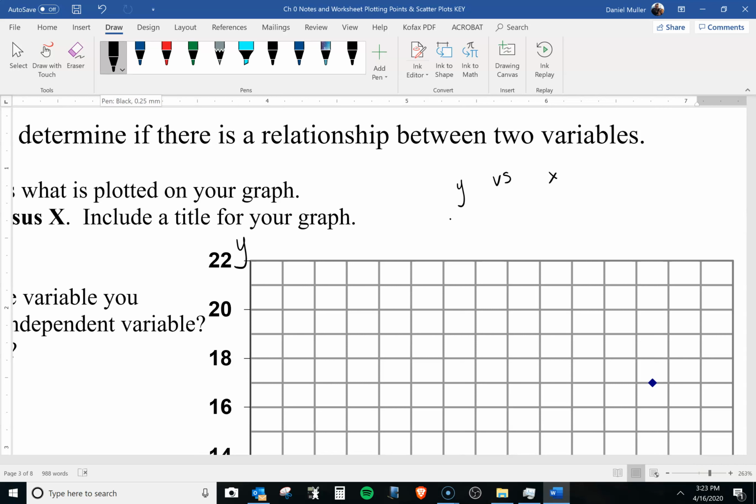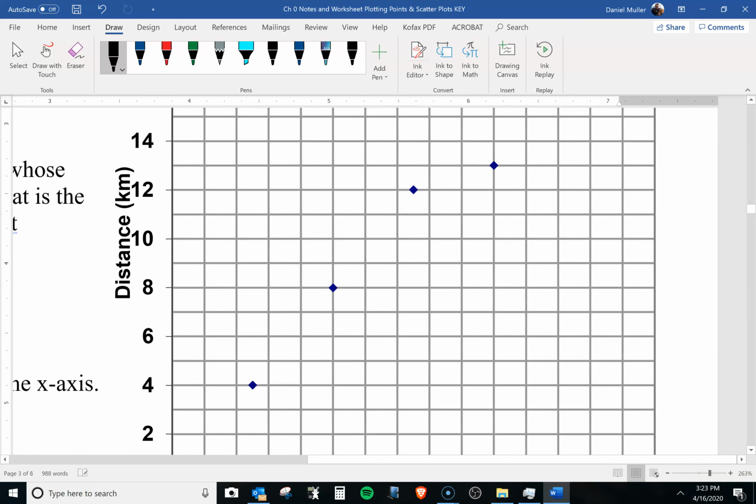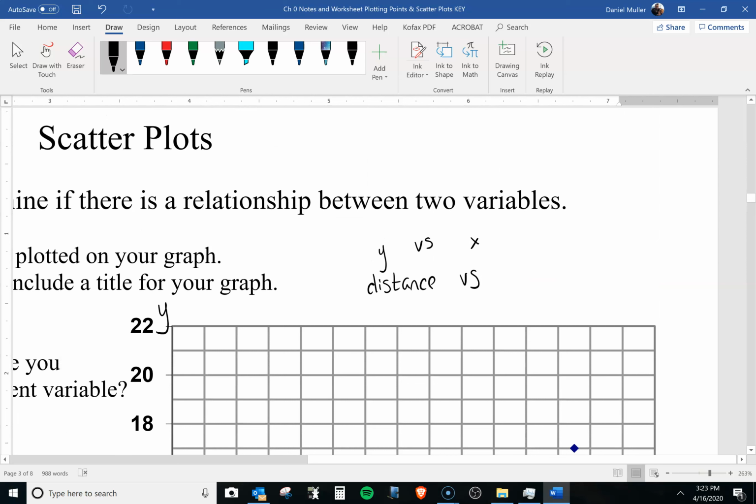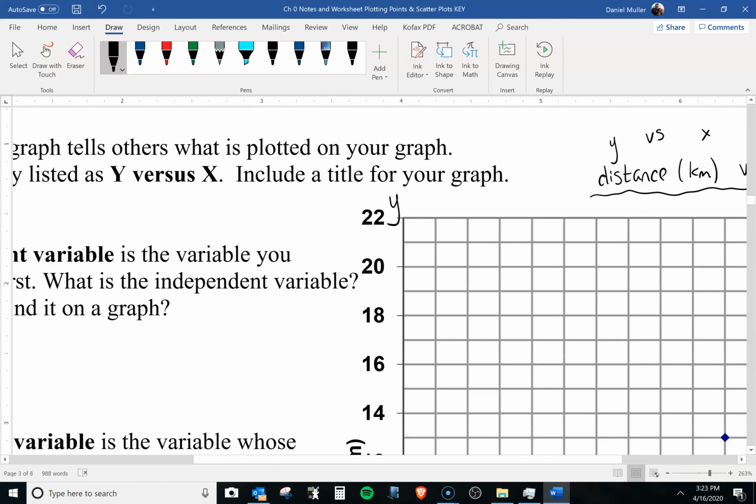versus, I didn't actually see that on the bottom there, so I'll write this down first. Distance versus, I'm assuming time. Yeah, time. And it might be good to write distance and then put in brackets kilometers versus time, and then in this case it looks like it's in minutes, and then you can underline or whatever. So that's what our title will be: distance versus time, kilometers versus minutes.